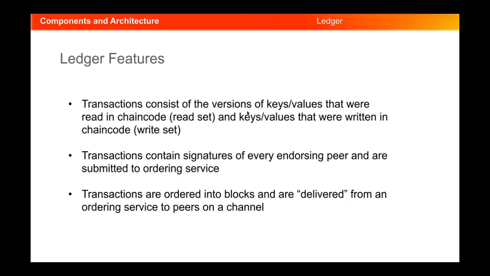Transactions consist of the versions of keys or values that were read in the chaincode, which is called the read set, and the keys and values that were written in the chaincode, which is called the write set. The transaction contains the signature of every endorsing peer and is submitted to the ordering service. This we have already seen in the ordering service. Transactions are ordered into blocks and are delivered from the ordering service to the peers on the channel.